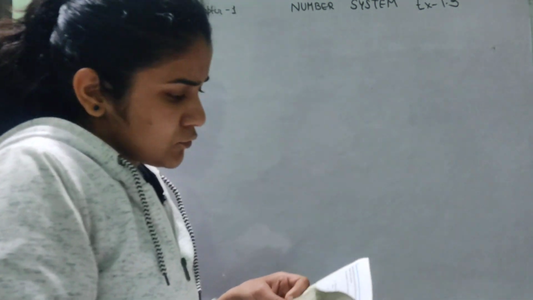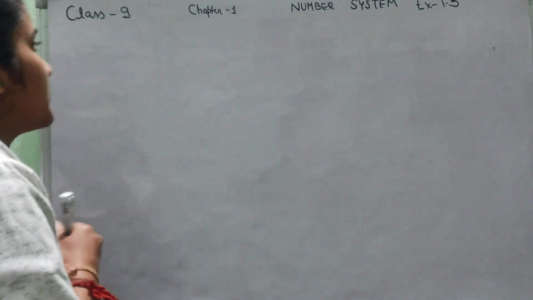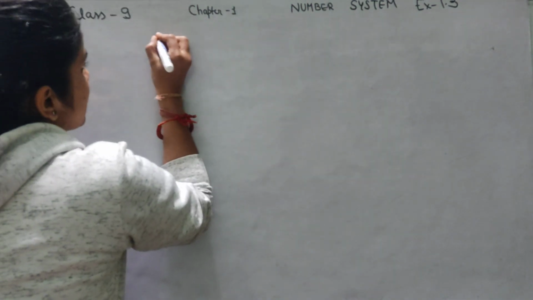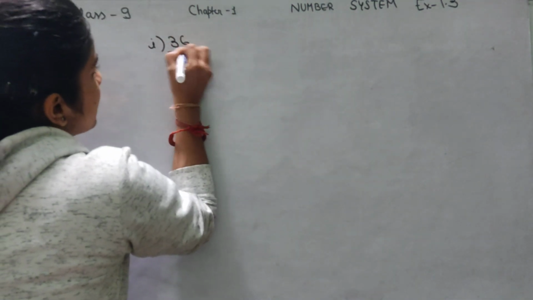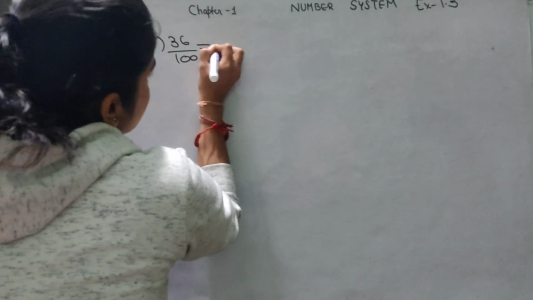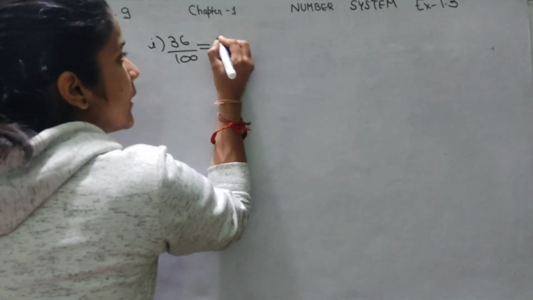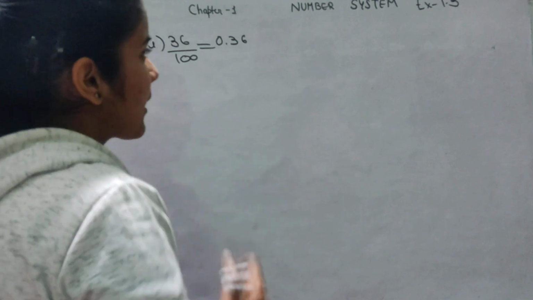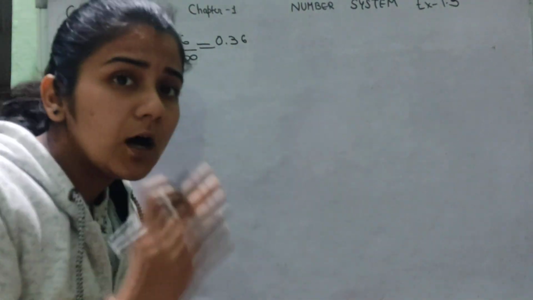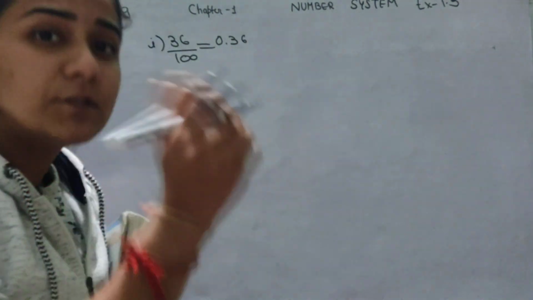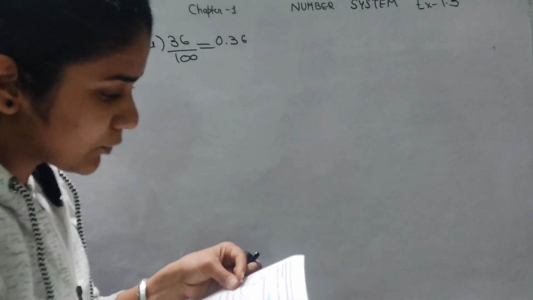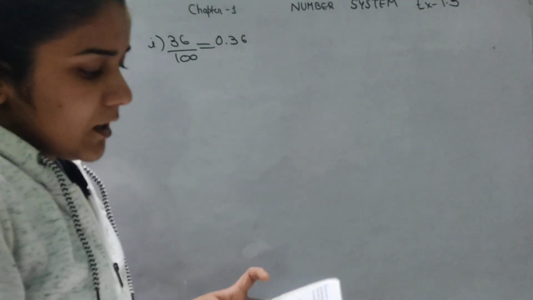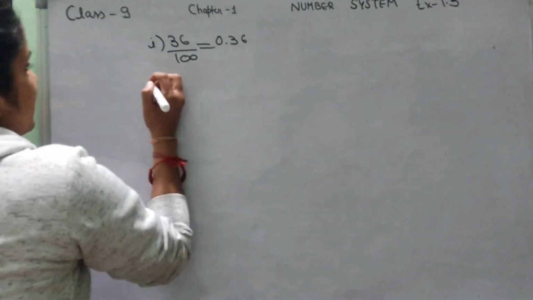Yeah. So the very first is 36 upon 100. Exercise 1.3, question number first. It is 36 upon 100, which can be simply written as 0.36, as it moves 2 points from the backward. So this is a rational number which is terminating. We are only asking about the forms, so what you need to do is simply write terminating. Okay.